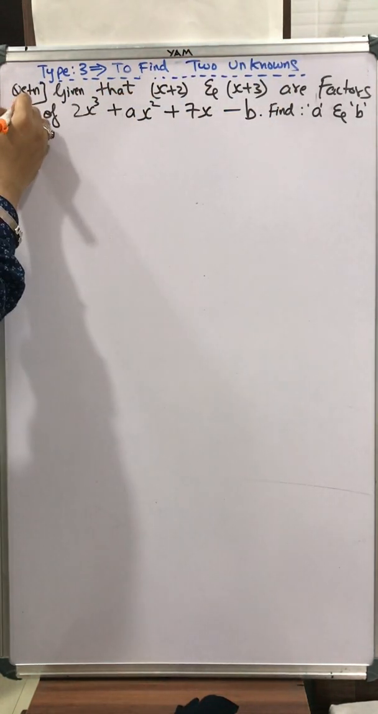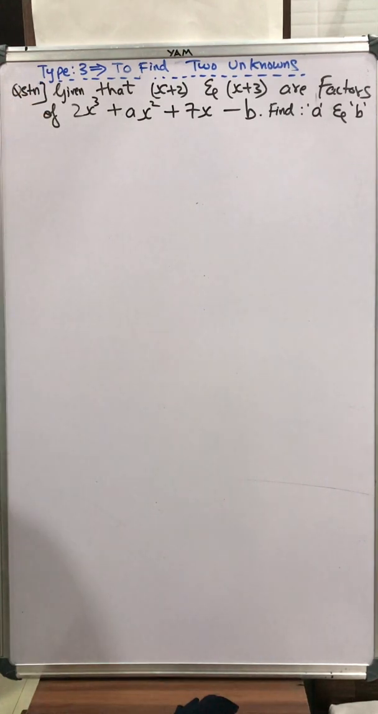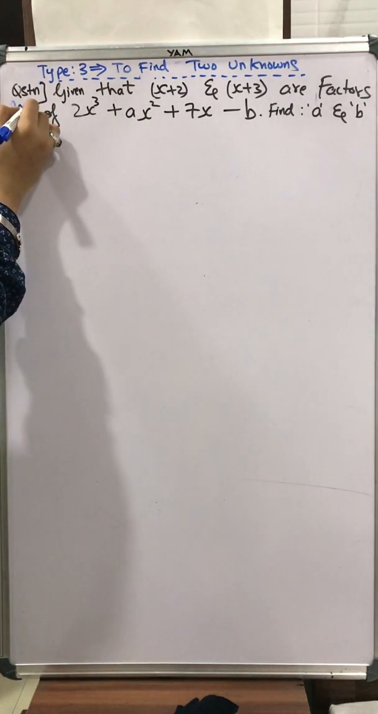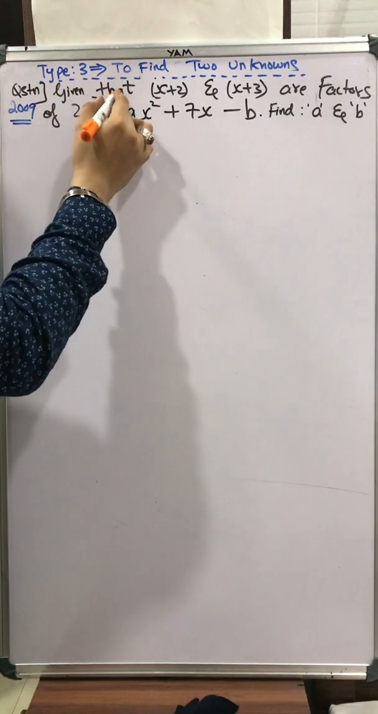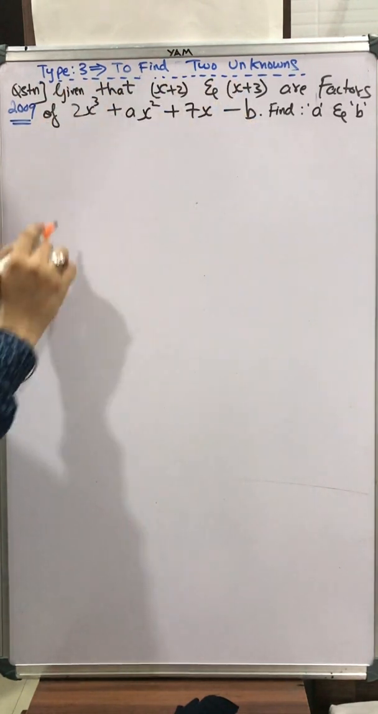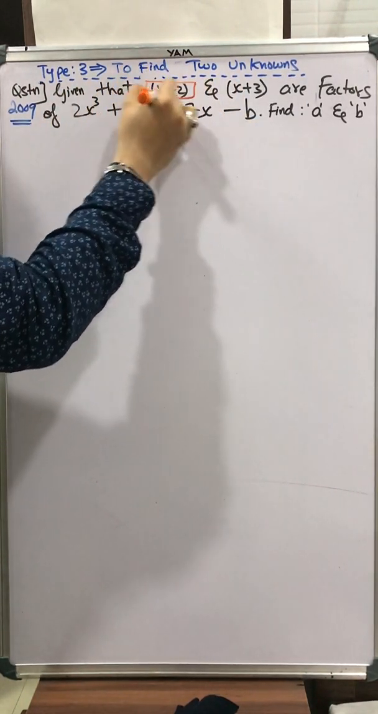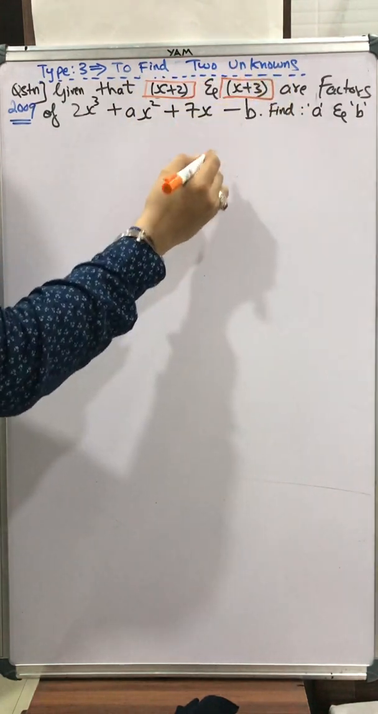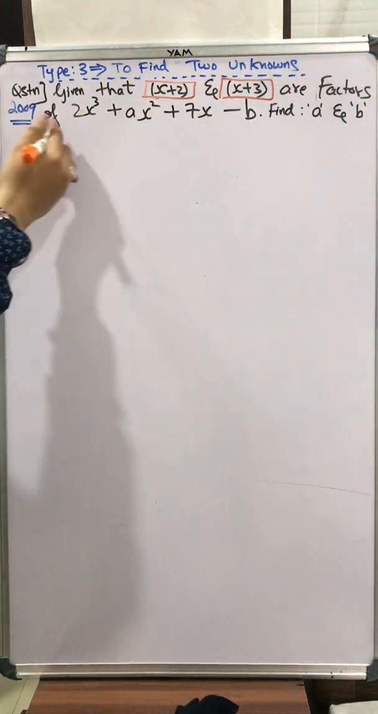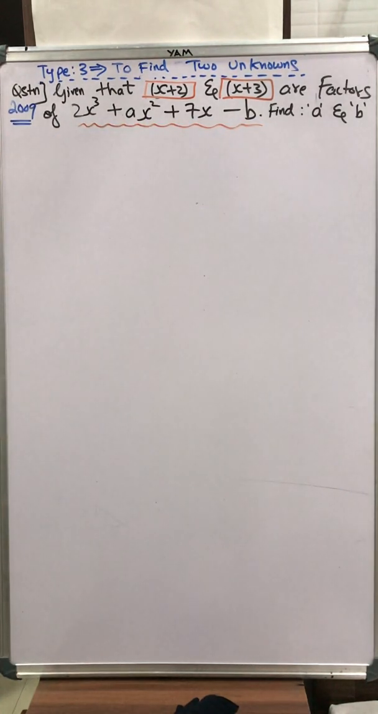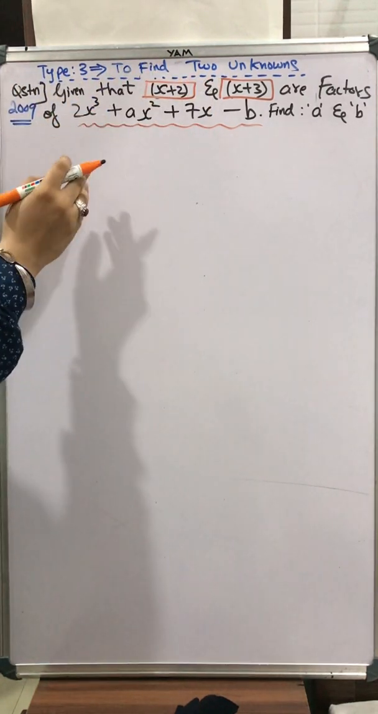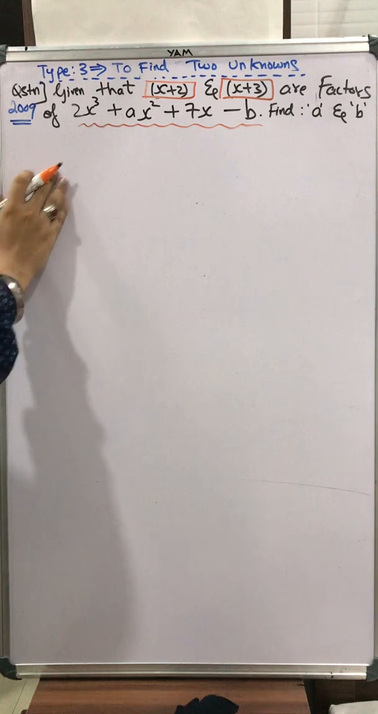This question was asked in the year 2009 board exams. Now let's understand the question clearly. Given that x plus 2 and x plus 3 are factors of this polynomial. They have given us that x plus 2 and x plus 3 are the two factors of this.